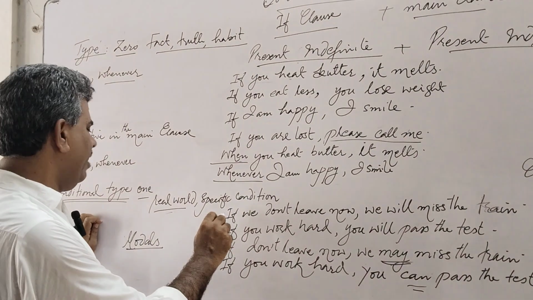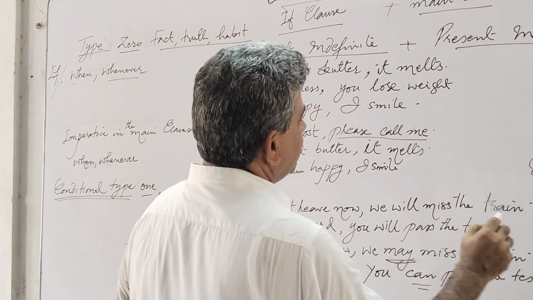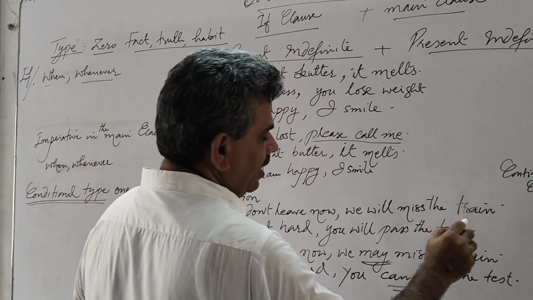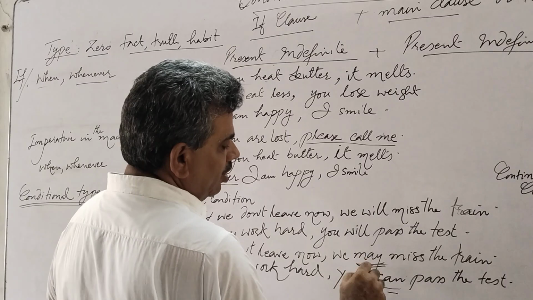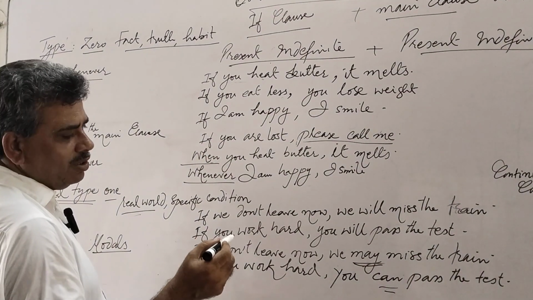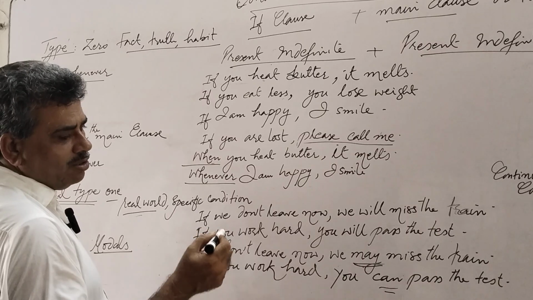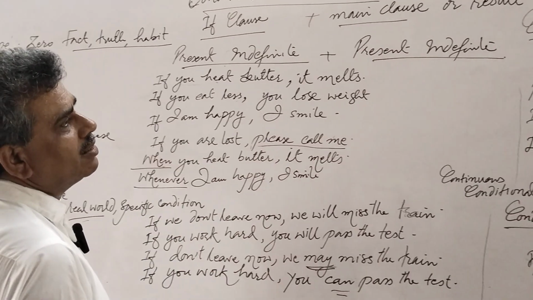So, it goes to show that we may have present indefinite in the if clause, and in the result clause or the main clause we have future indefinite, but in the result clause we may also use modal verbs. Modal verbs just like may, might, can, could, must, have to, had to. These modal verbs can also be used in the main clause.